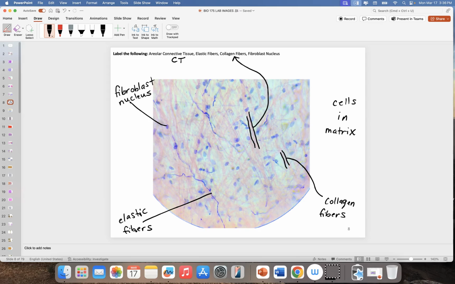We also see it between muscles, and it functions to cushion organs, allow for independent movement between tissues, and it also provides nutrients for epithelial tissue. Epithelial tissue is avascular, it doesn't have any blood vessels. It relies on all of its oxygen and nutrients from underlying connective tissue.